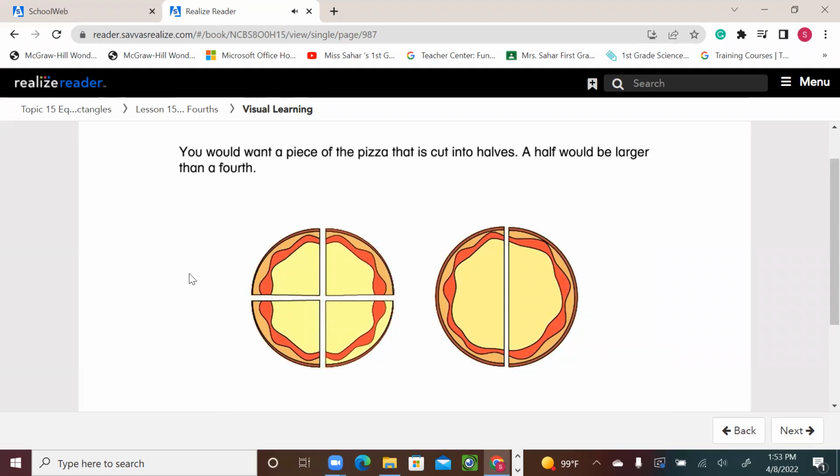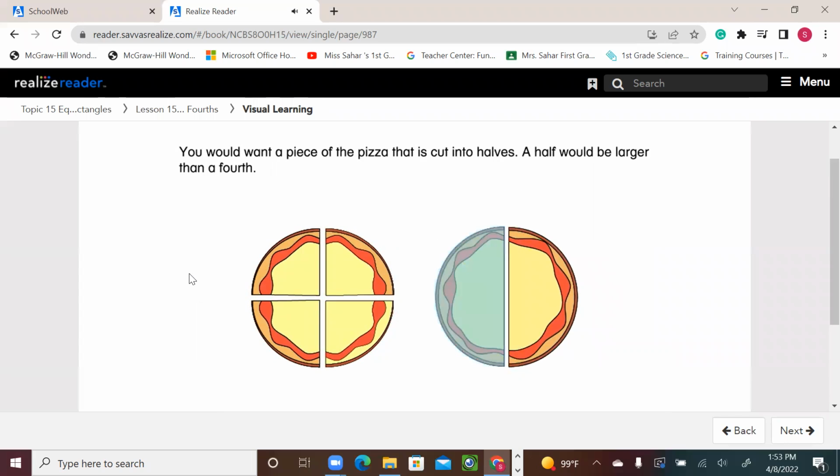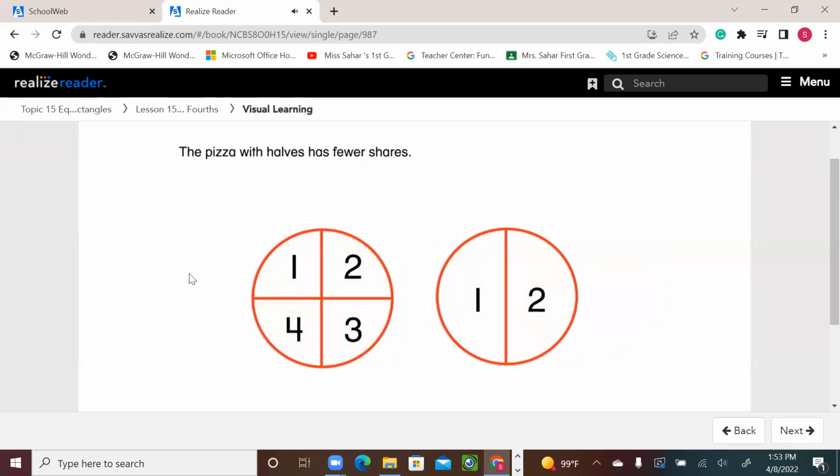You would want a piece of the pizza that is cut into halves. A half would be larger than a fourth. The pizza with fourths has smaller shares. The pizza with halves has fewer shares.